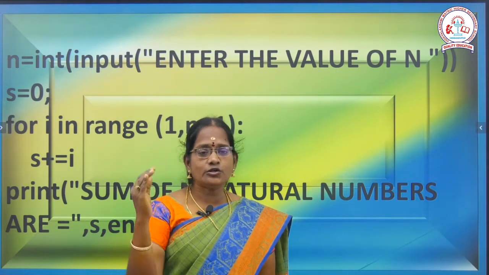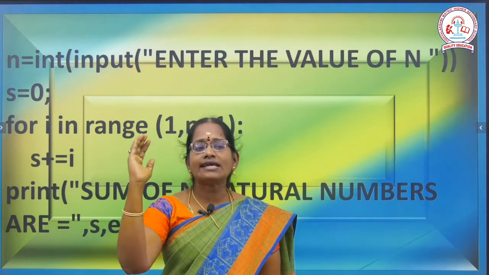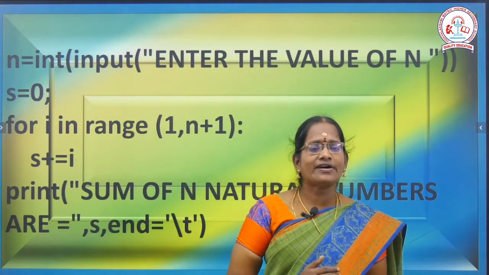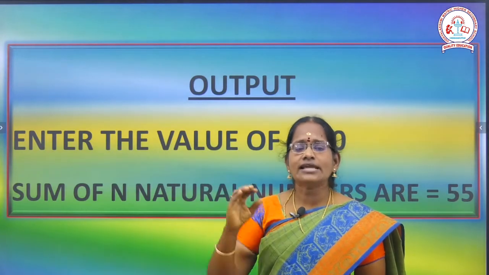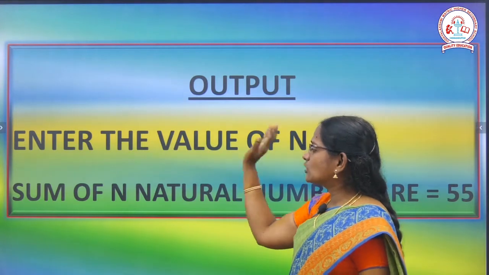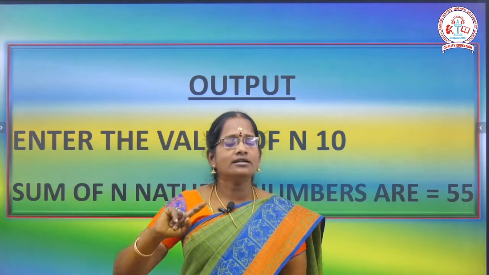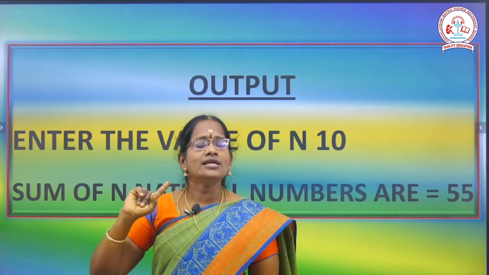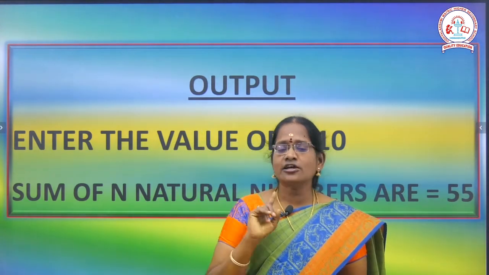If we enter the value up to 5 terms, the value printed is 15. If we execute up to 10 terms, it will print 55. The final result is 55. First we start to calculate: enter the value of n. You enter the value of n as 10. So the sum of the numbers is equal to 55. We calculate 1 plus 2 plus 3 plus 4 plus 5 plus 6 plus 7 plus 8 plus 9 plus 10, so it produces the result 55.